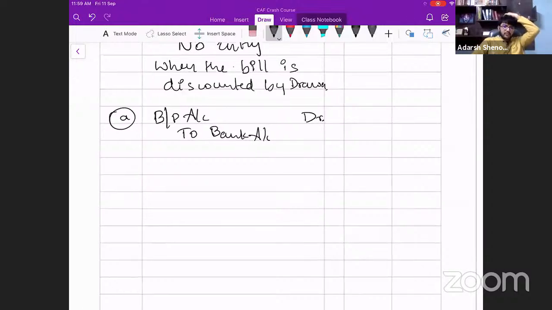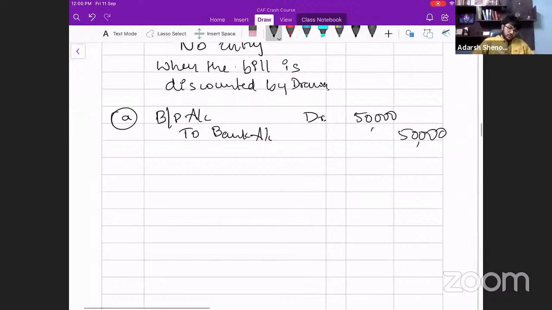How much is the amount I'm going to pay? I'm going to pay 50,000, the face value of the bill. I'm honoring the bill, so I have to pay 50,000 rupees. So this is being bill honored on due date.